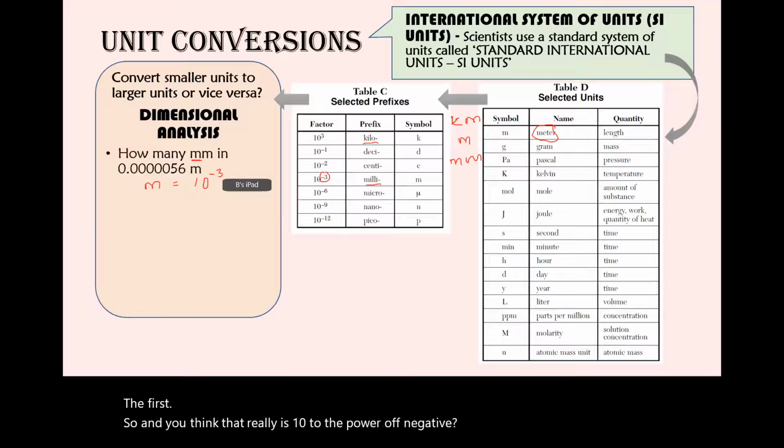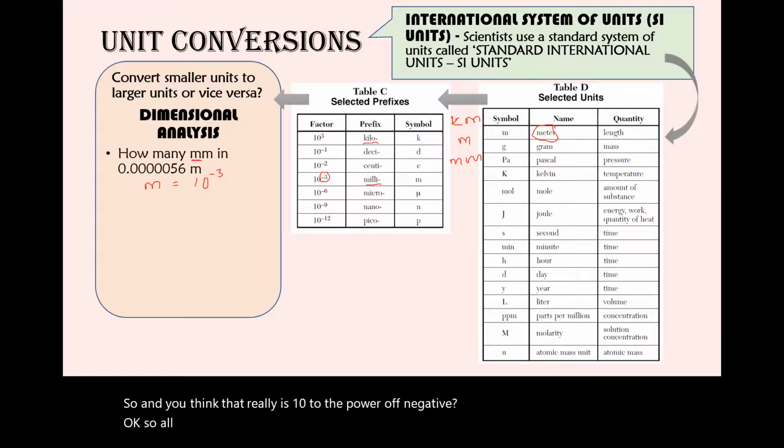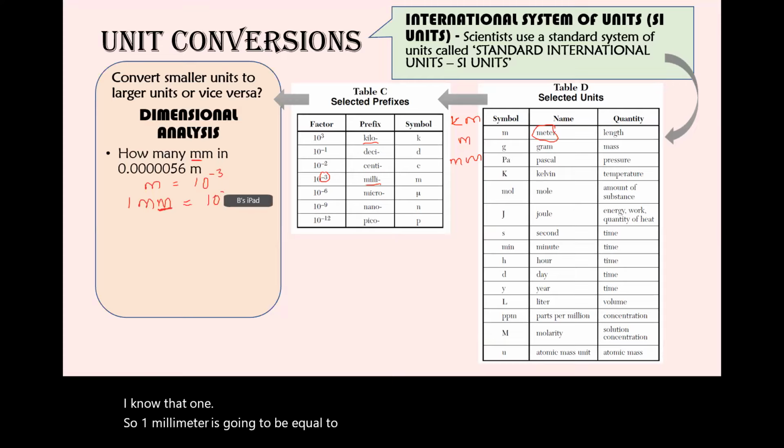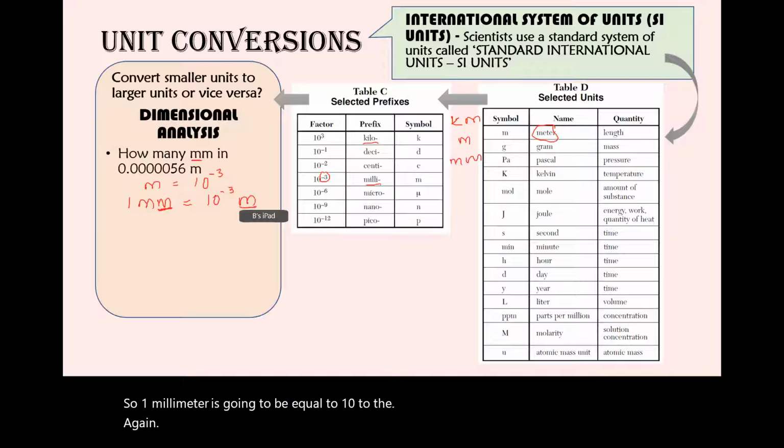Okay, so all that you have to do now is put your unit with this prefix on both sides. When I put the unit with the prefix on both sides, I know that 1 millimeter, and your unit in this case is meter, is going to be equal to 10 to the power of -3 meters. Again, meters is your unit. So this right here is your conversion factor. That's your first step.